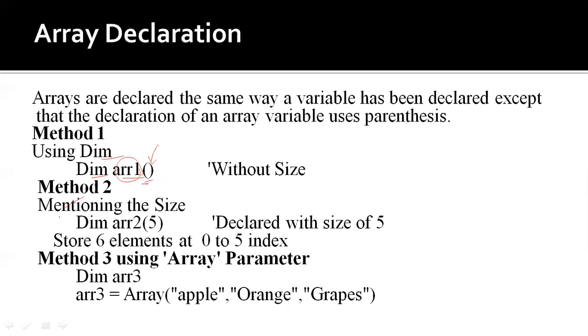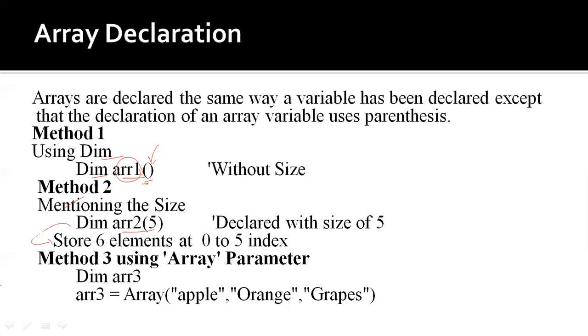Then the second method is with the declaration of the size of the array. Dim ARR2(5), where 5 is the size, which indicates that it is the last index. Here 5 indicates the last index, okay? It means that the array will store 6 elements starting from index 0 to index 5.